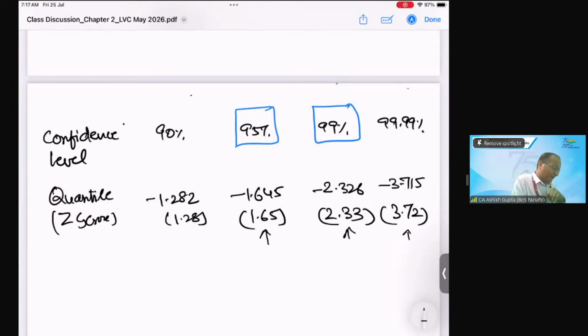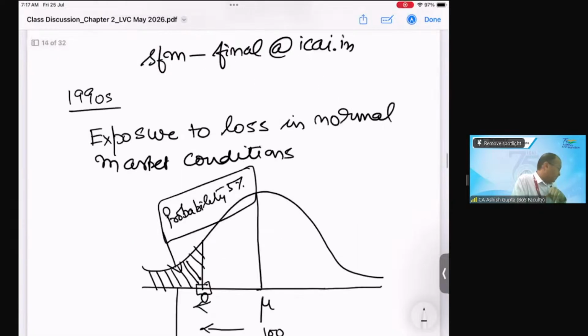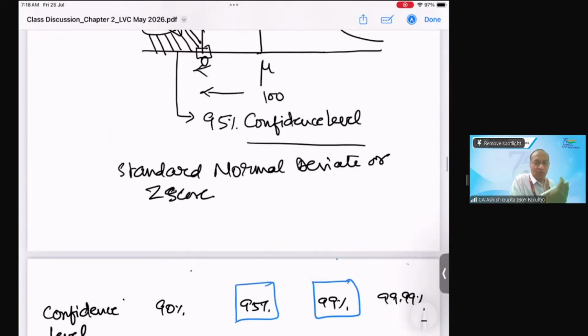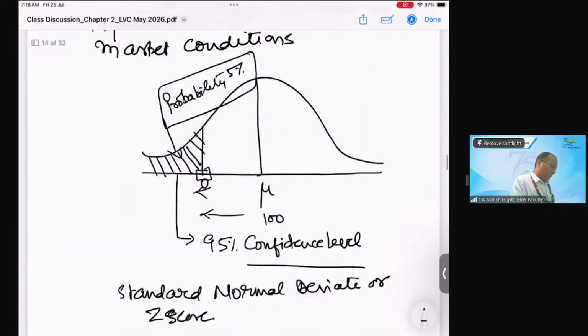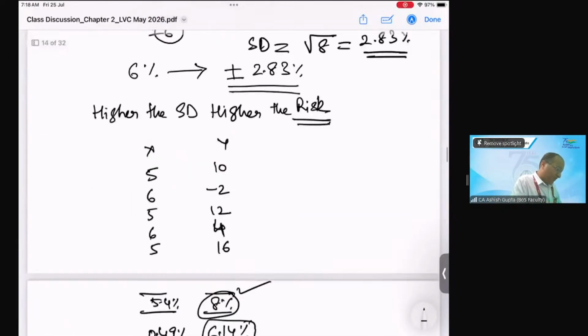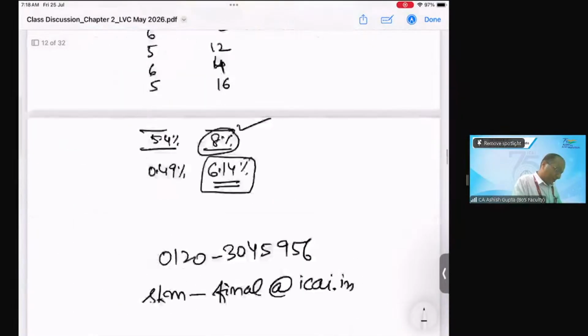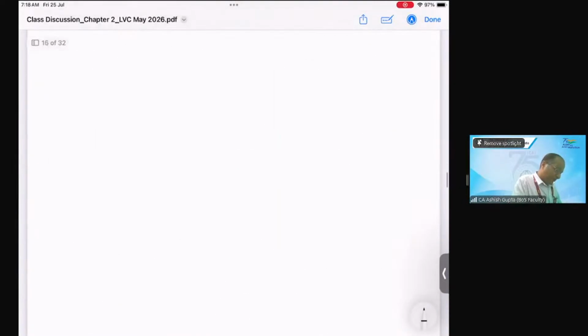Okay, so this is the logic behind value at risk, and it is mainly used for business, in portfolio companies. These are the features of value at risk. Now let us see what their uses are.